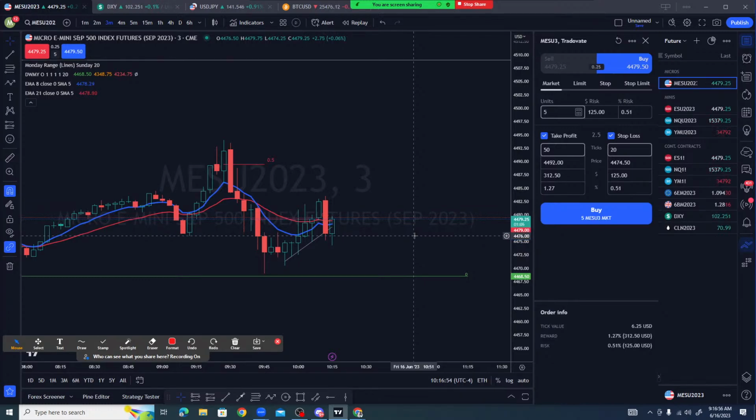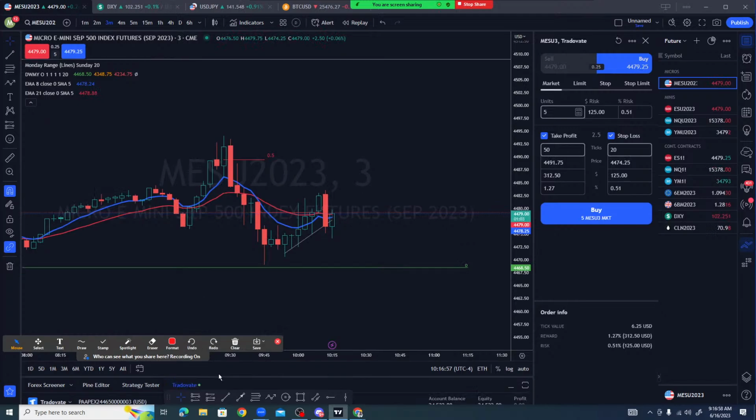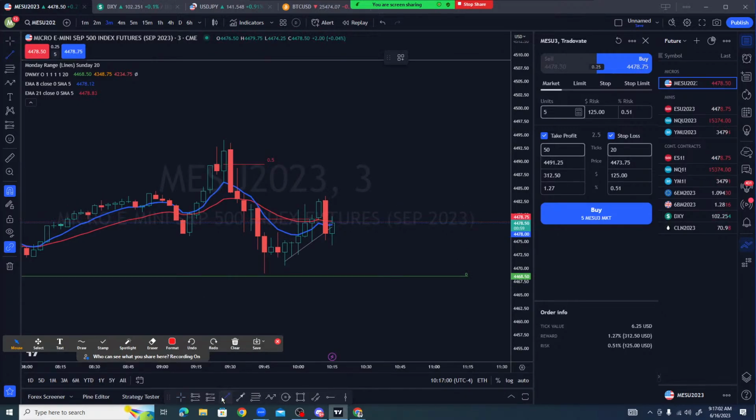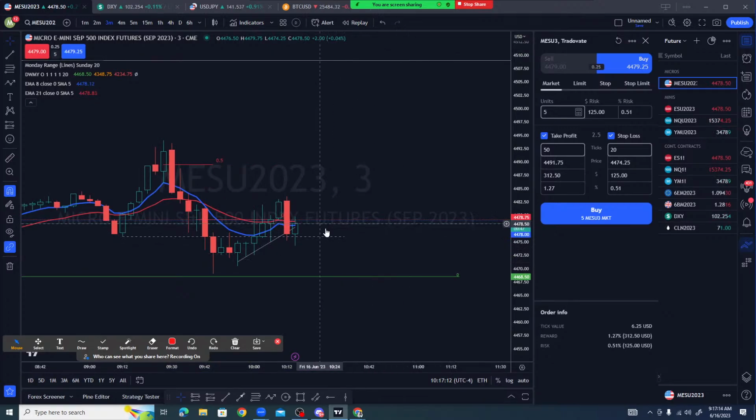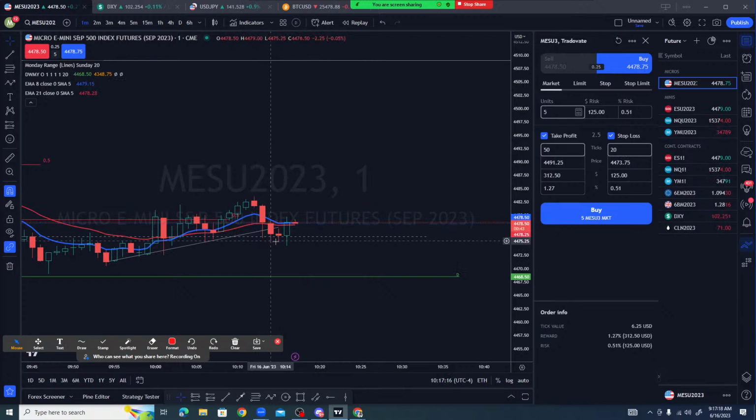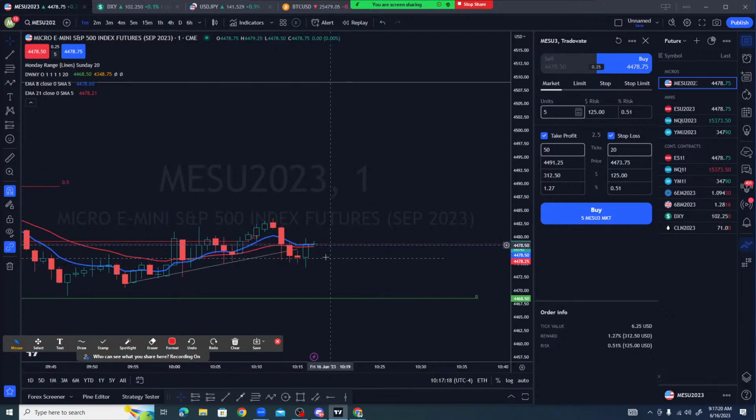Structure right here seems to be holding it up as well. I like that. This structure right there. Like that. So that would be almost grounds for me to take a long again. See how we're kind of holding right there? So maybe a long with a stop down below here.